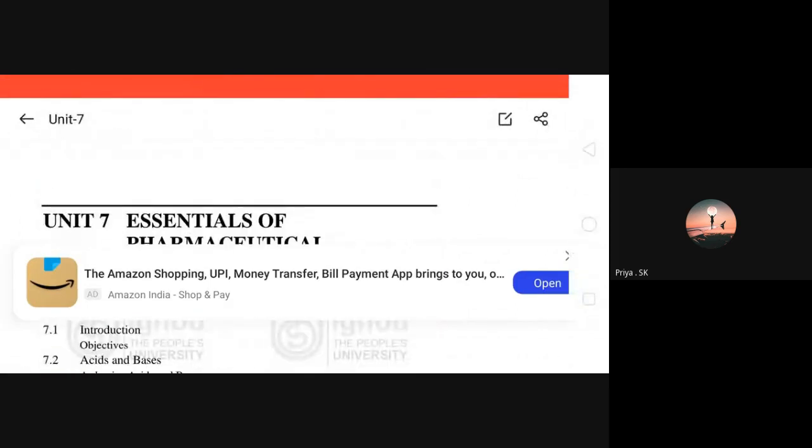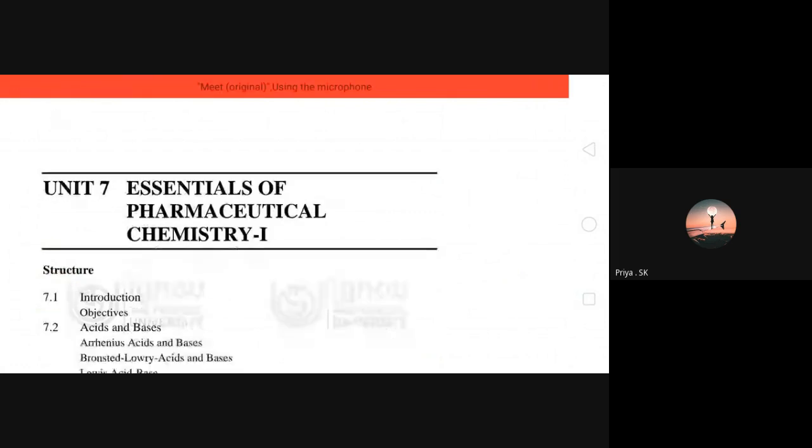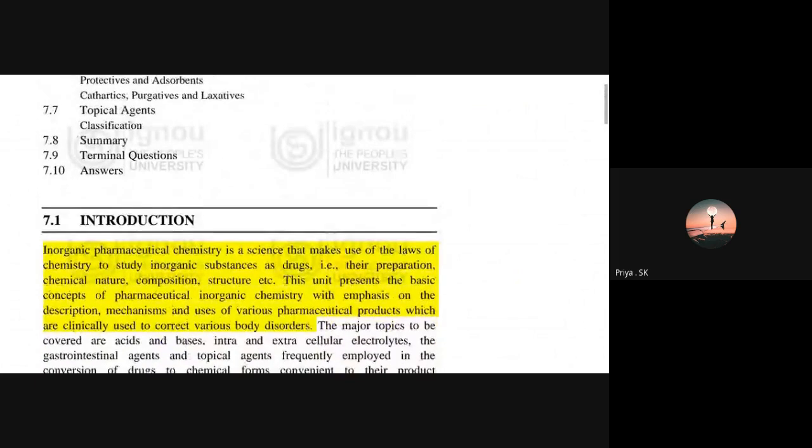So the chapter's name is Essentials of Pharmaceutical Chemistry. So what is the chemistry of pharmaceuticals? We will study in this. First, we'll start with introduction.